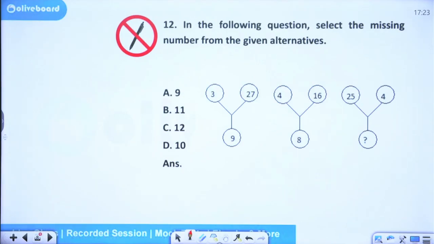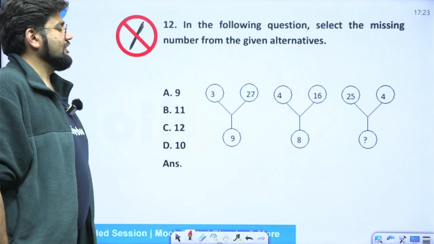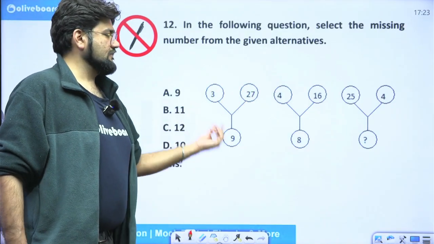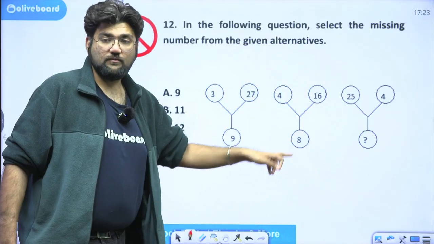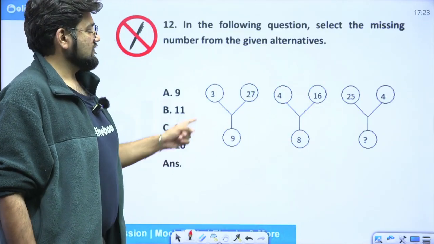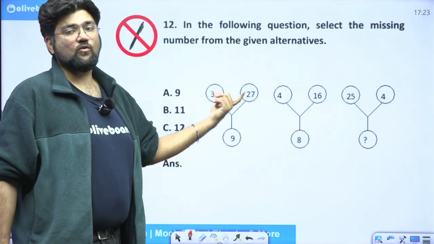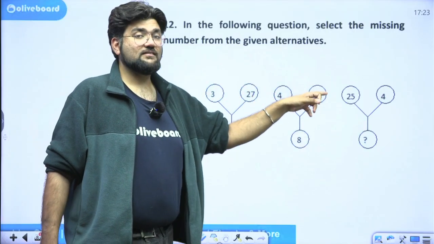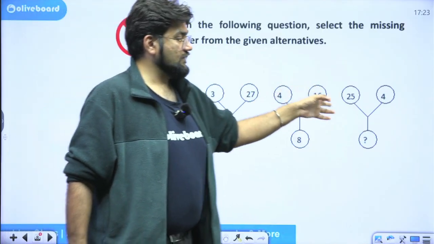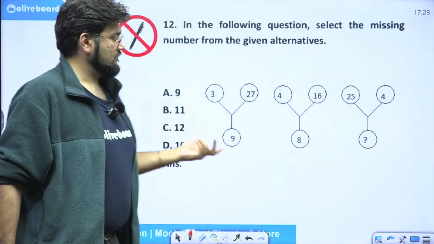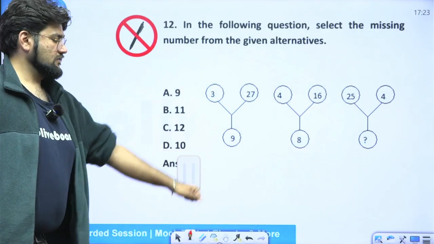Okay, next. 3, 27, 9. So a lot of you will feel that 27 divided by 3 is 9. But 16 divided by 4 should be 4. Something else is happening here. What else? 3 into 27 is 81. 81 root is 9. 4 into 16 is 64. 64 root is 8. Great. 25 into 4 is 100. 100 root is what? 10. It's right here. Option D is the correct answer.